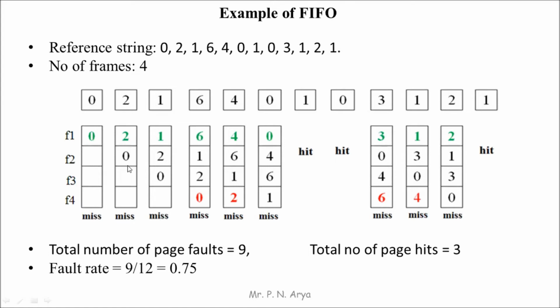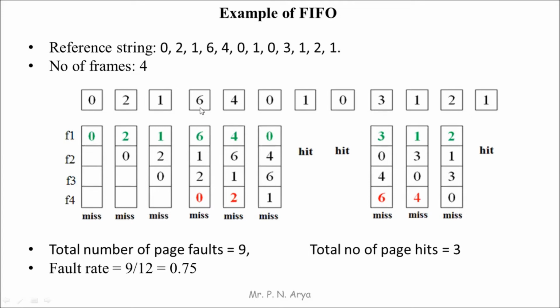So 0 shifts down. Suppose this is a linked list, and all the frames or pages shift down. Suppose in the linked list this is the front and this is the rear. So all pages insert from the front and remove from the rear. Okay. So the next is the 1. 1 is not available in the memory, so 1 will be put here. So this is also a page fault.